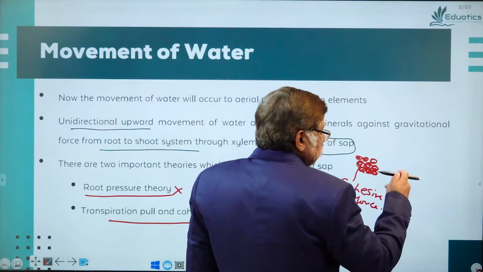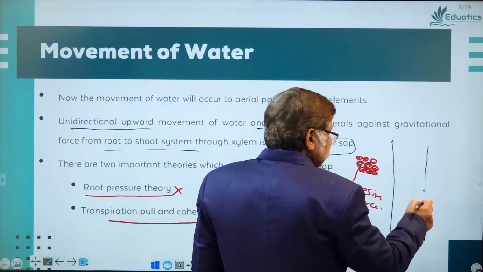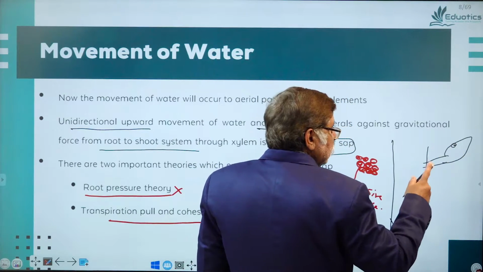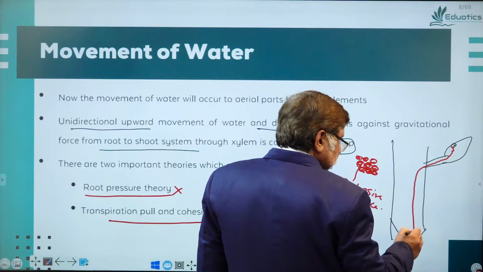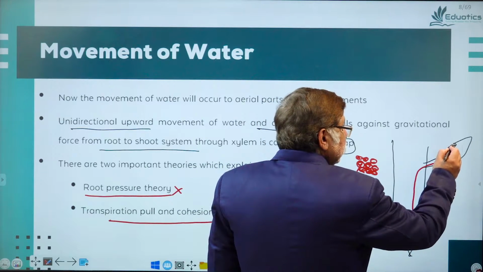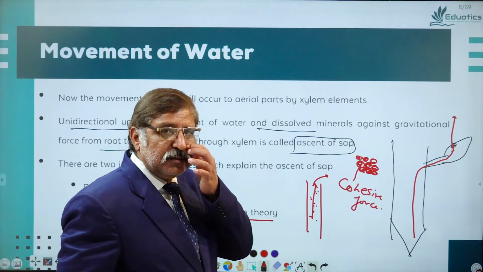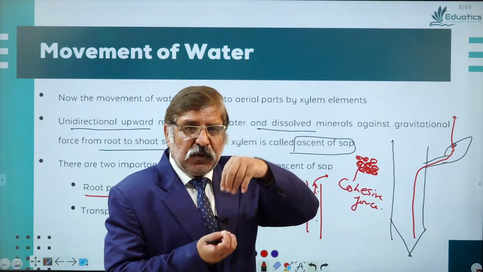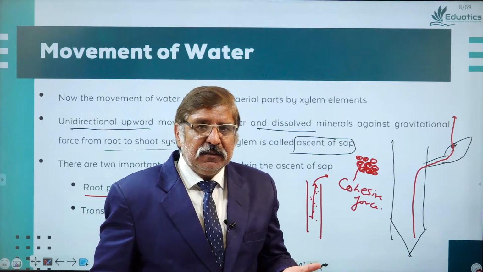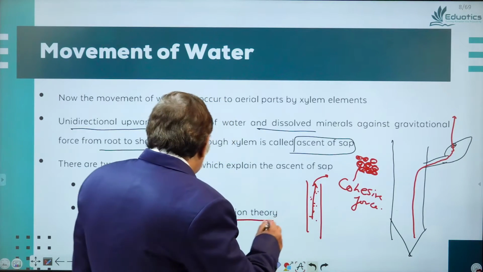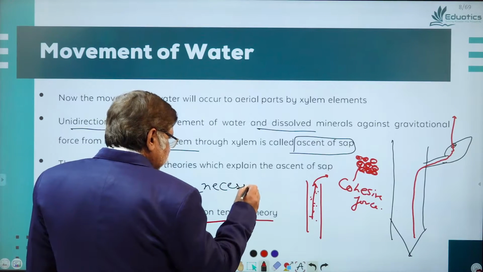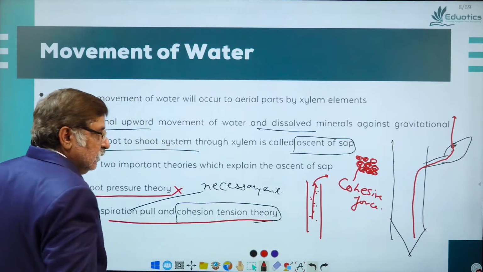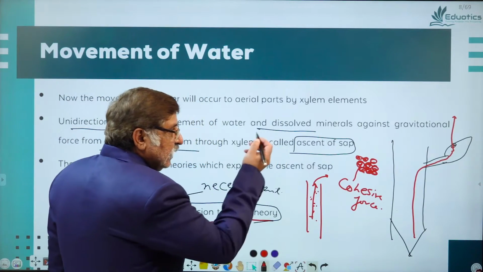Now let's suppose this is the stem, this is the root, this is the leaf. These are the stomata. There is a continuous column of water in the xylem vessels. As water evaporates in the form of water vapors by the process of transpiration, there is an upward pull of water. And because of cohesive force, the water is pulled up. So more the transpiration, more the absorption. That's why we normally write that transpiration is a necessary evil. So the most acceptable theory is cohesion force theory, due to which the cohesive force of water molecules will attract them, helped by transpiration.